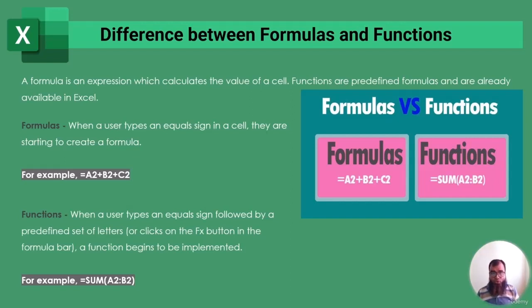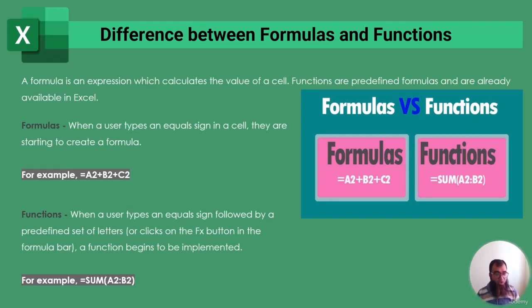In order to use a function correctly, you will need to understand the different parts of a function and how to create arguments to calculate values and cell references. So, formulas. When a user types an equal sign in a cell, they are starting to create a formula. For example, equal A2 plus B2 plus C2.